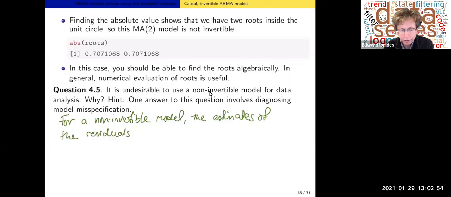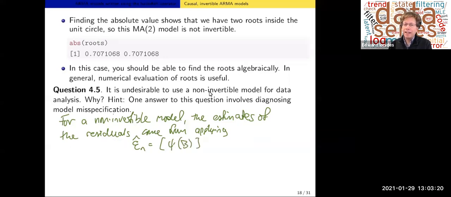The estimates of the residuals come from applying, we have this identity epsilon n. Well, the residuals are really the estimates epsilon n hat. The natural way we would estimate the residuals would be to take the MA infinity representation coming about by the Taylor series expansion of psi of B inverse and apply it to the data yn star.